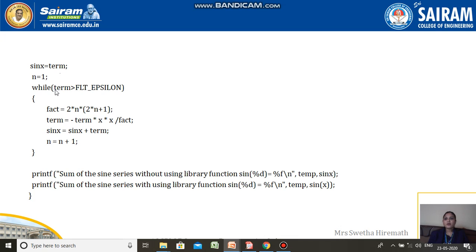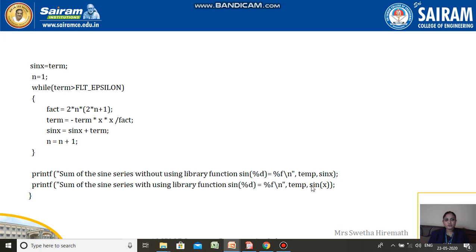Once we get that term, we are storing it in the sin x variable. n will be equal to 1, while term is greater than float epsilon, fact will be equal to 2 into n into 2 into n plus 1. Term will be equal to minus term into x divided by fact. Sin x will be equal to sin x plus term, n will be equal to n plus 1. Printf the sum of the sin series without using library function, sin of percentage d equals percentage f slash n, temp comma sin x. And by using the library function itself, we are directly printing the sin x value, which will be stored in sin of percentage d.